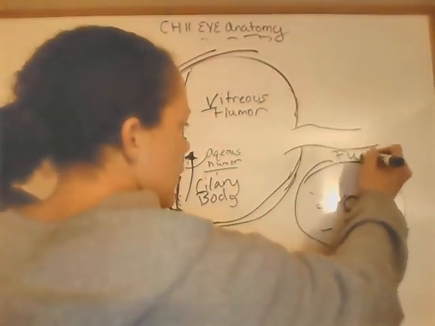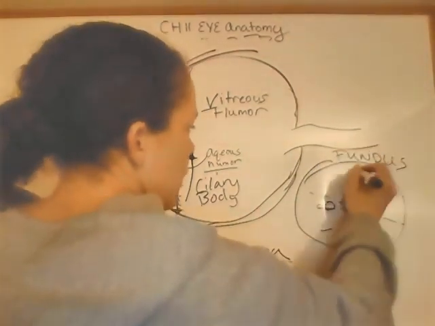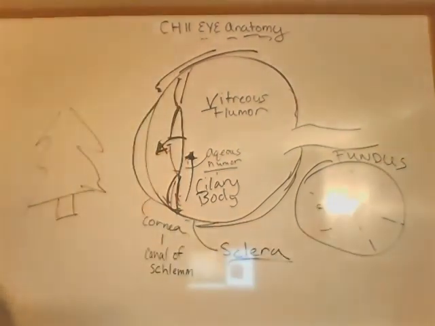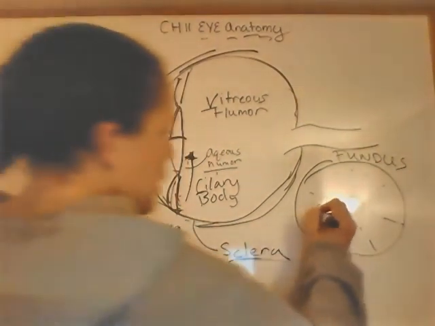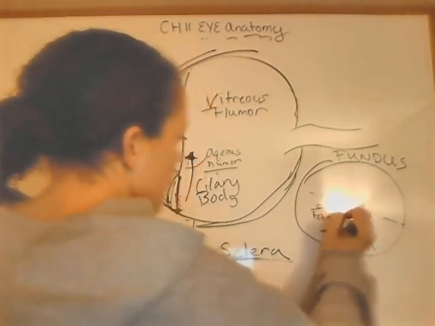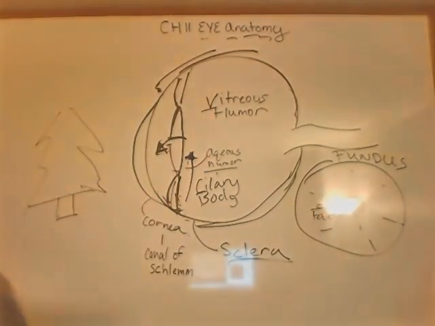This is pretty much everything you see through it, but it's really the retina and your optic nerve, and if you can see it, your fovea. But a lot of times you can't see that. Okay, so that's the basic structure of the eye.